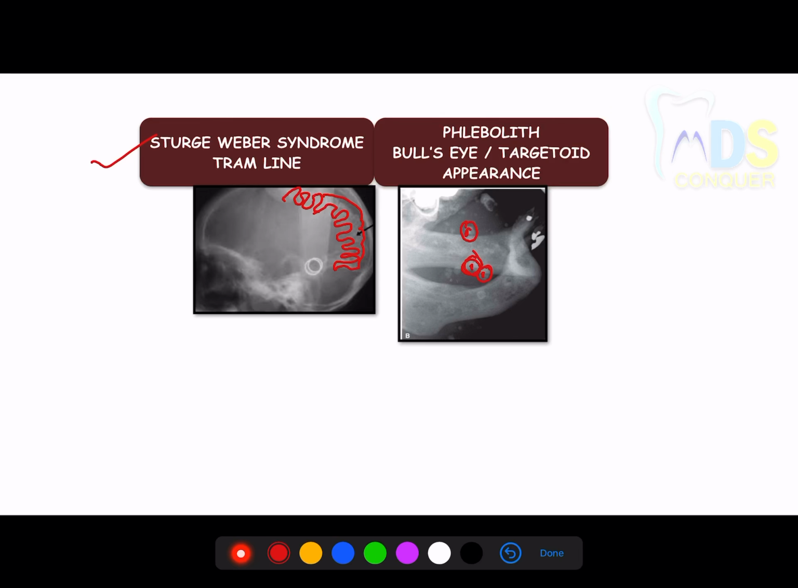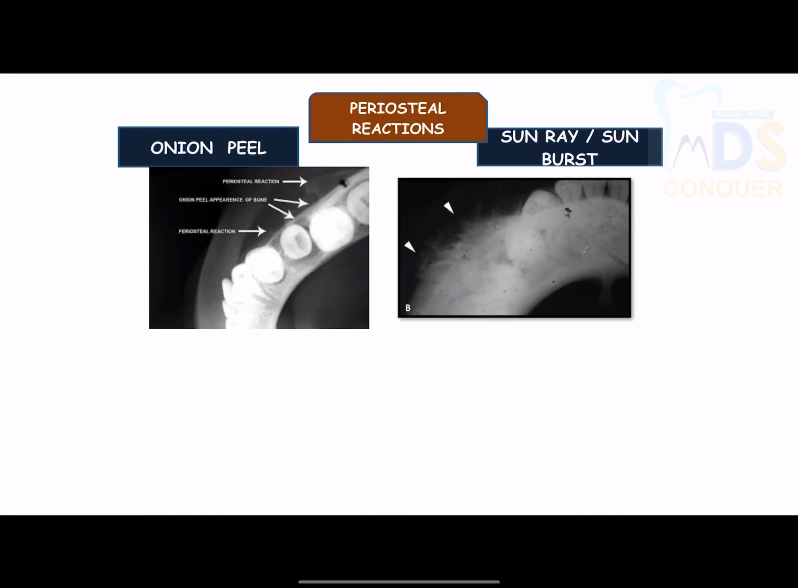These also come under the soft tissue calcifications. Sturge-Weber syndrome will have a tramline type of calcification, whereas a phlebolith will have a bull's eye or a target-like type of appearance. These are very important in radiological picture based questions.